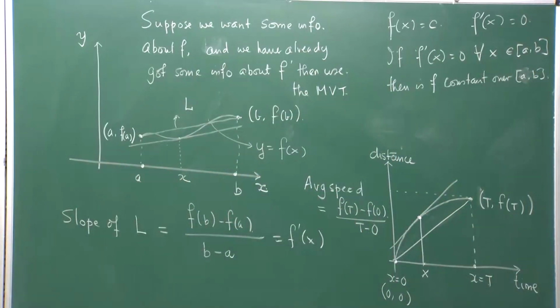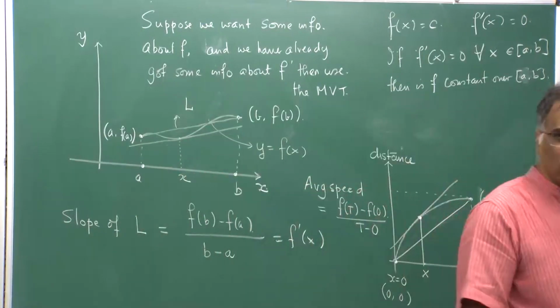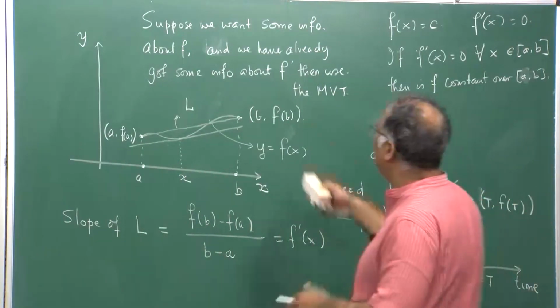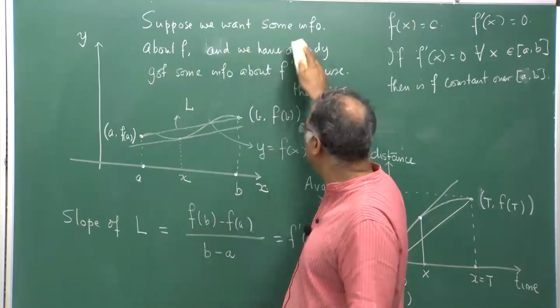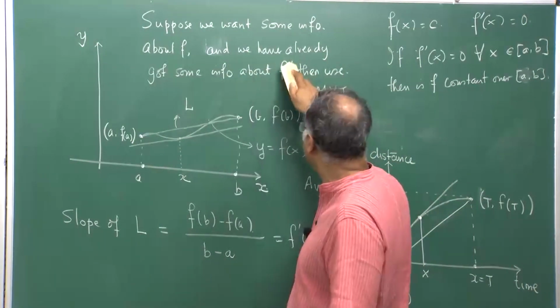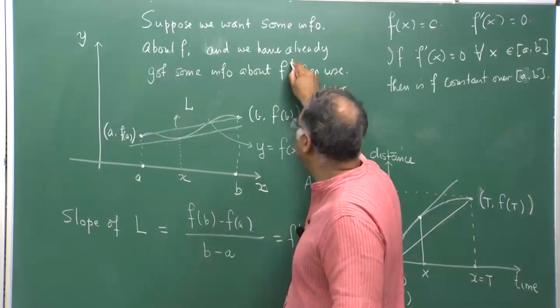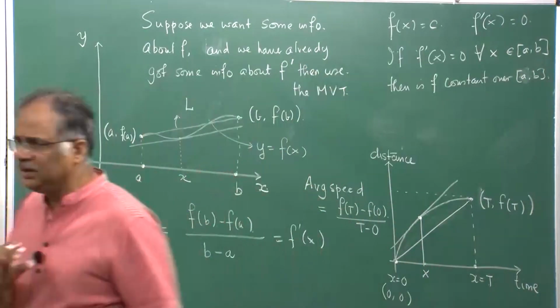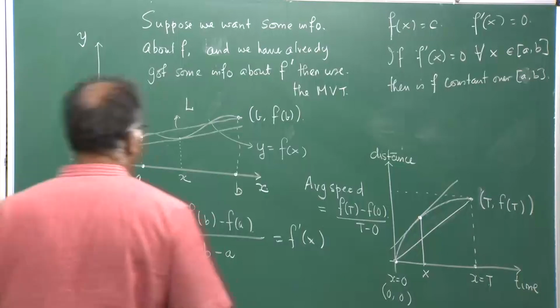So, that is the sort of question we are going to ask. Now, here as I told you, the mantra is this, that if you want some info about f and you already have some info about f dash, then use the MVT, then use the mean value theorem. That is the key idea of when you want to use the mean value theorem.